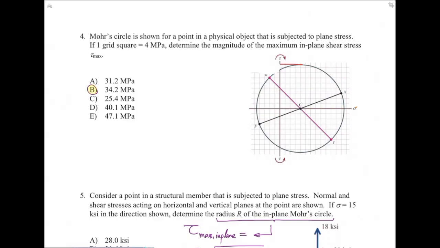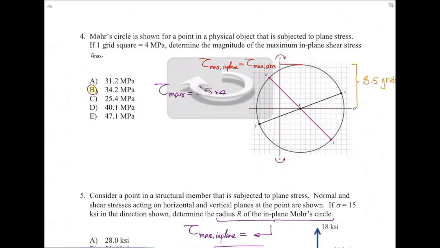How much is the radius of that circle? We can count the grids. From what I see here, I can count 8.5, multiply that by 4. That gives me 34 megapascal. The closest answer in that list is 34.2, so I will pick it. Okay? Questions? Everything that we saw here is about principal stresses and principal strains and how they are related to the in-plane and absolute maximum shear strain or shear stress.